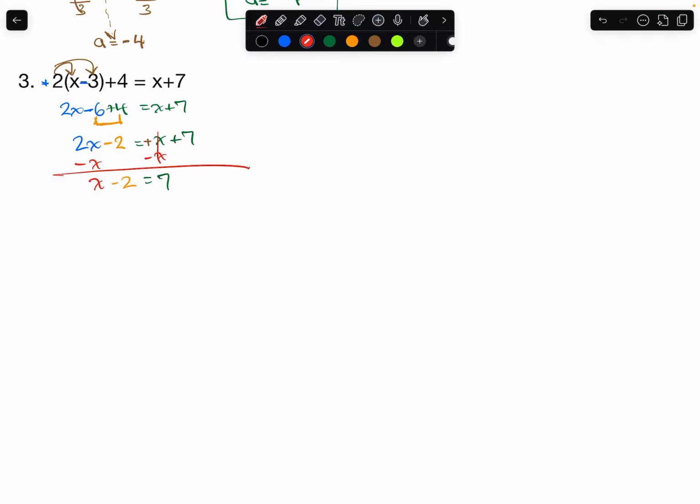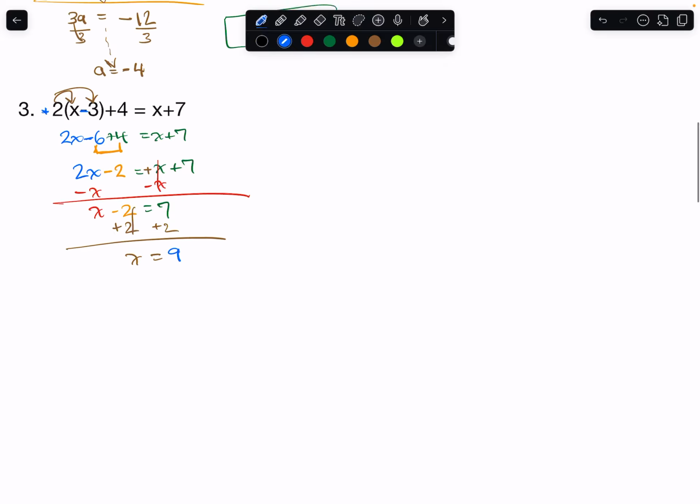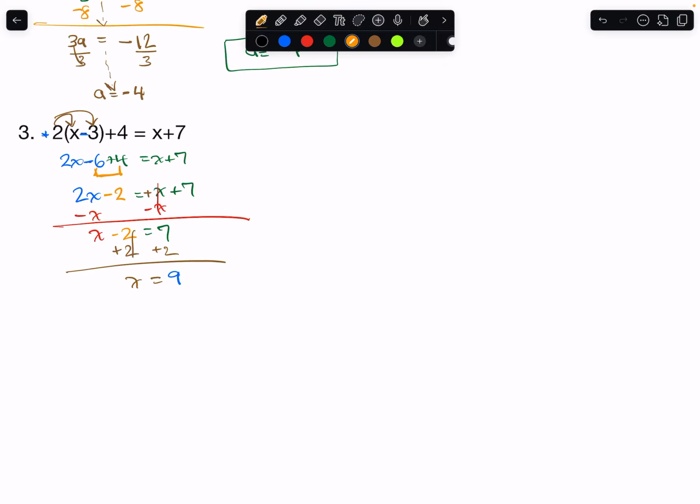Now, we also have like terms again because we're trying to get the x by itself. The negative 2 and the 7 are also like terms. So we want to move it so we can have the x by itself. What are we moving and what is the it we're referring to? The minus 2. Add 2 on both sides. x equals 9. So in this question, x equals 9.